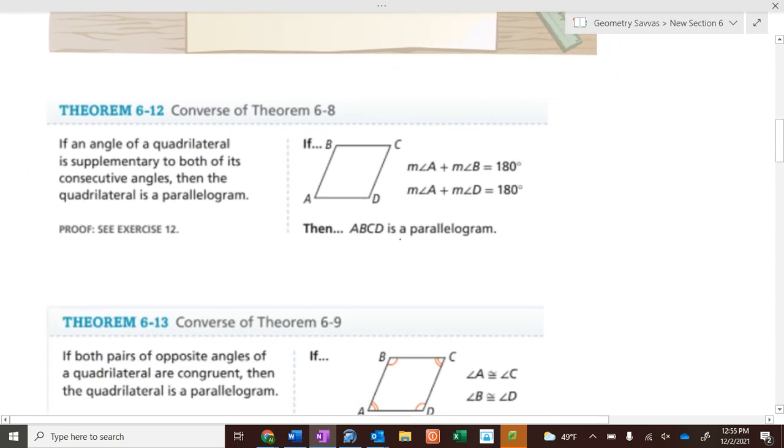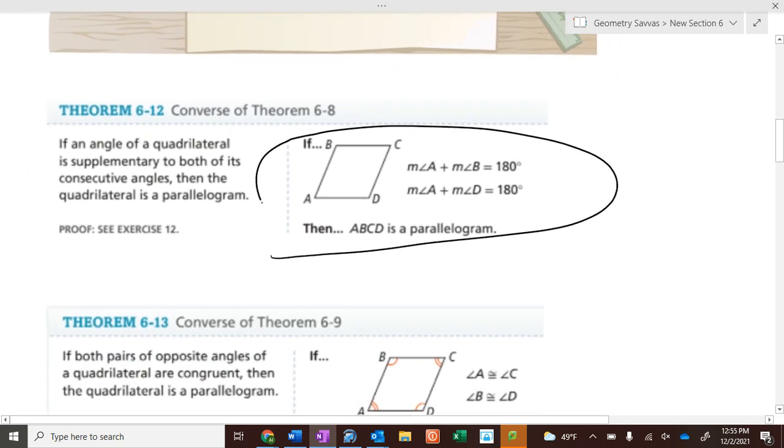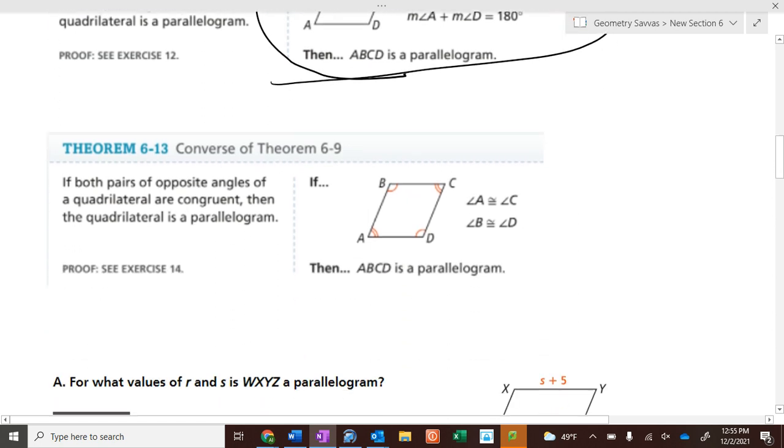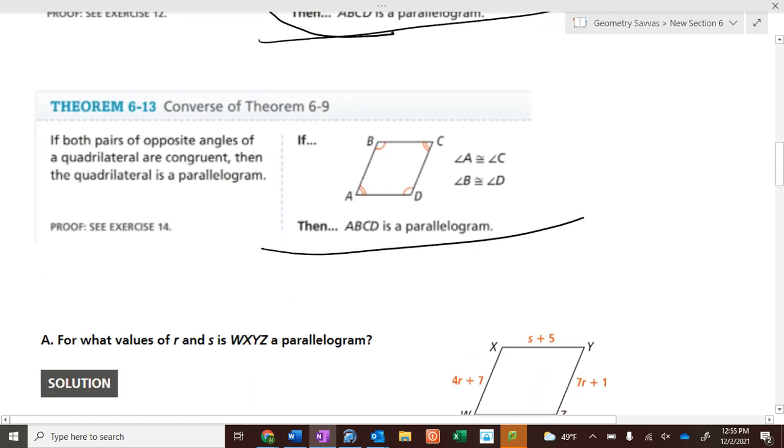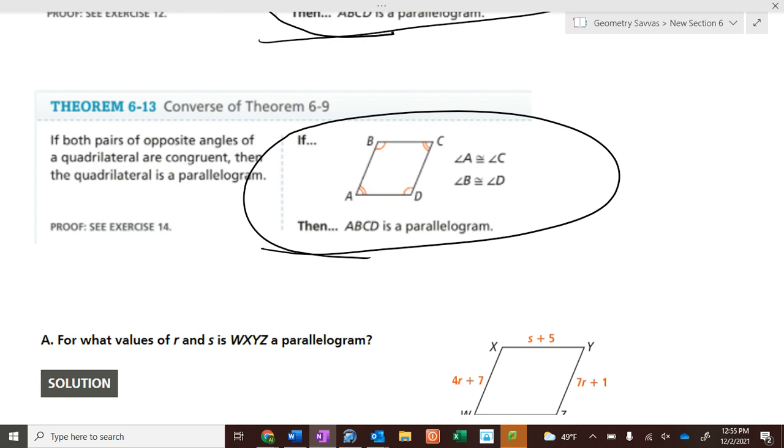So then here's theorem 6.8. If consecutive angles are supplementary, then it's a parallelogram. Theorem 6.9, if opposite angles are congruent, it's a parallelogram. So if opposite sides are congruent, it's a parallelogram. If opposite angles are congruent, it's a parallelogram. If consecutive angles are supplementary, it's a parallelogram.